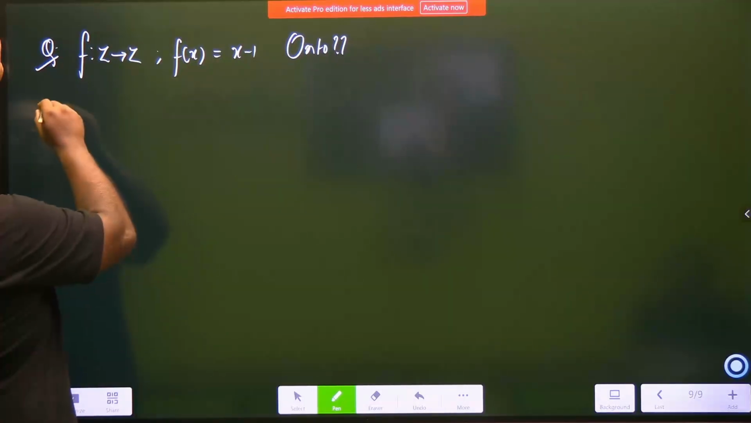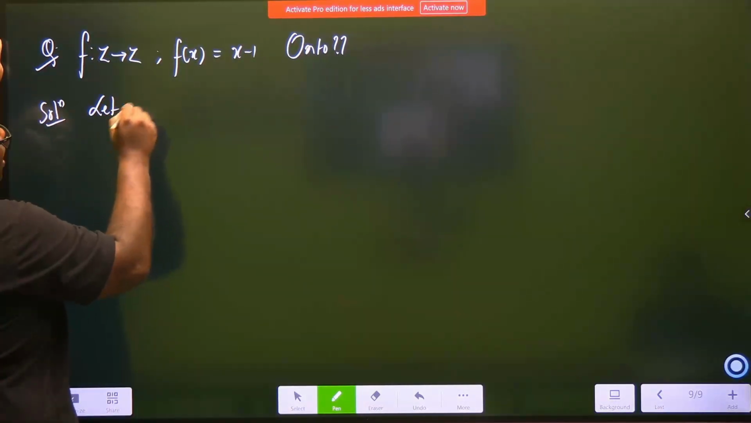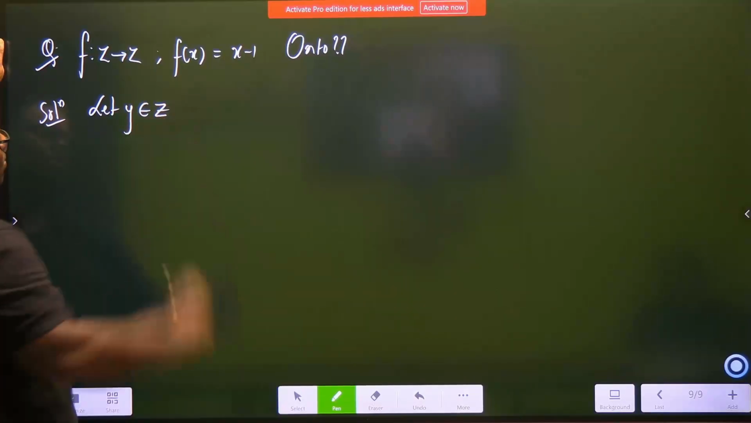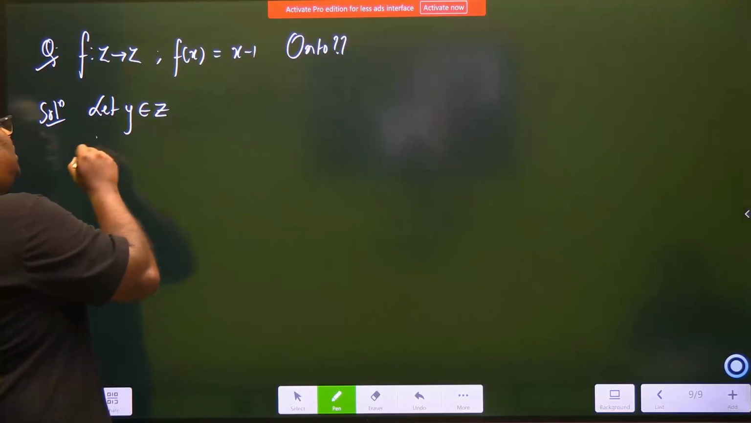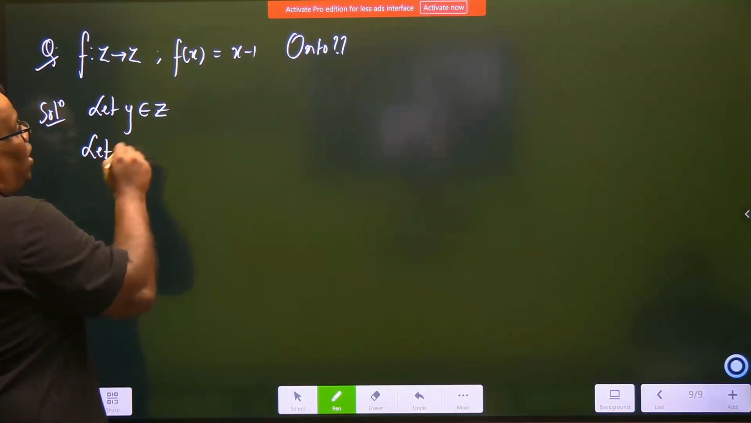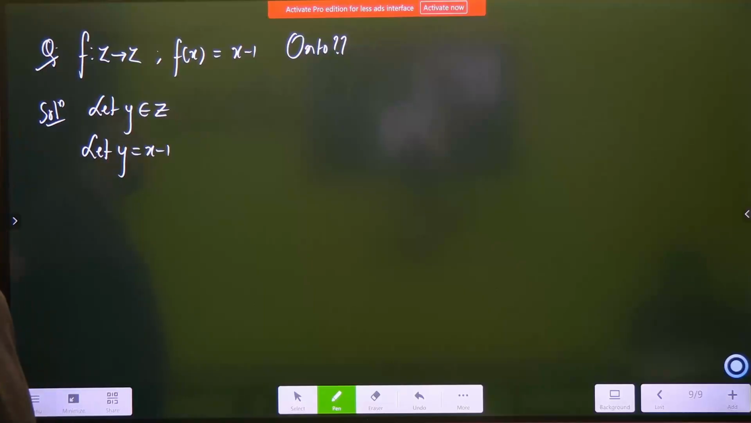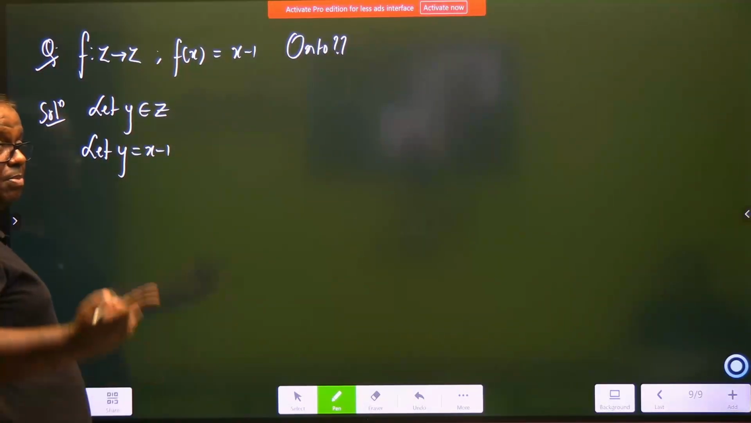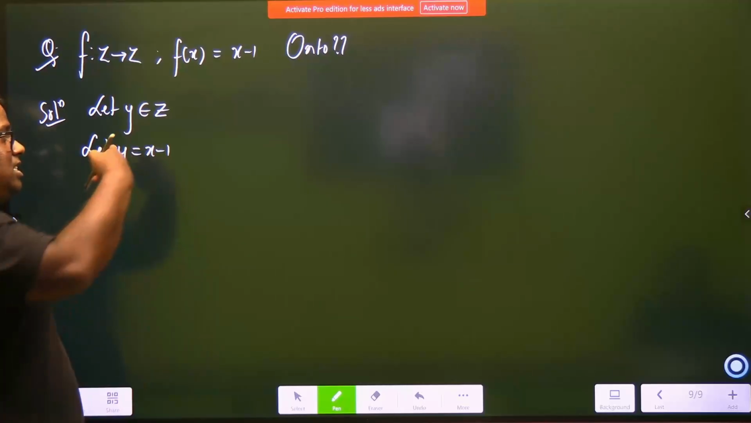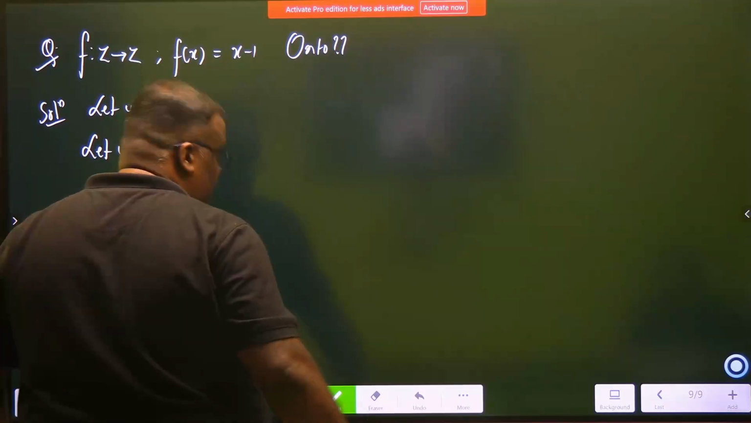So we write the solution. Let y belong to the integers. Let y be equal to x minus 1. Now what should be our job, Zoe? We should separate out x and create its credentials so that it can get an entry. Entry to where?